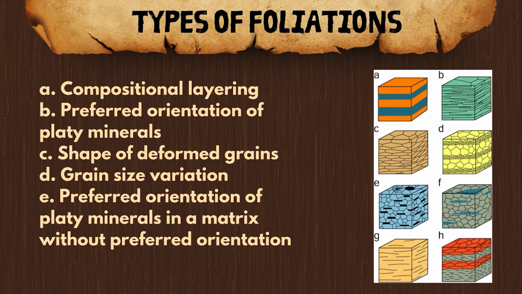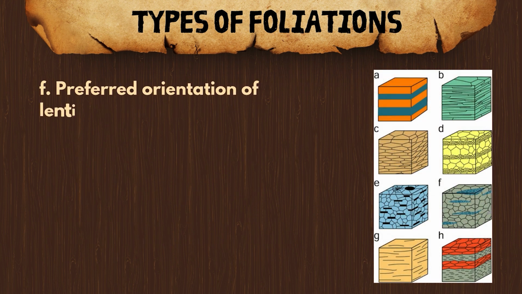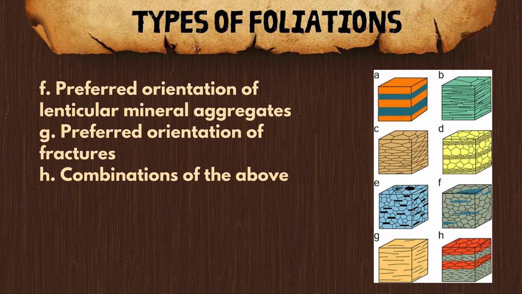D. Grain size variation. E. Preferred orientation of platy minerals in a matrix without preferred orientation. F. Preferred orientation of lenticular mineral aggregates. G. Preferred orientation of fractures. H. Combination of the above. All these types of foliations have been shown in the figure on my right hand side and denoted by A, B, C, D, E, F and G.